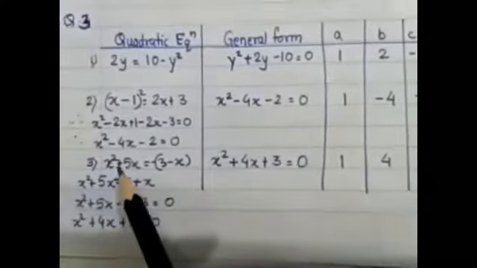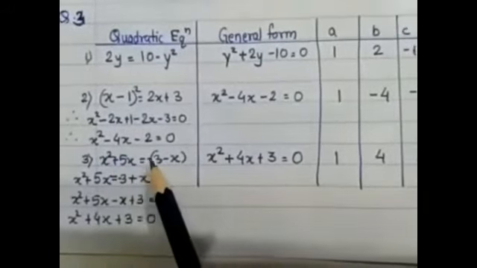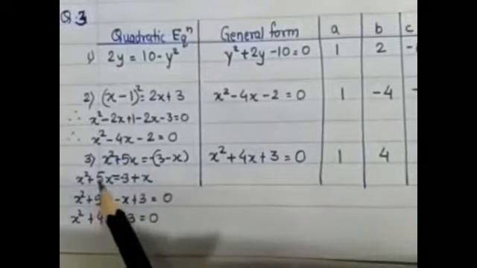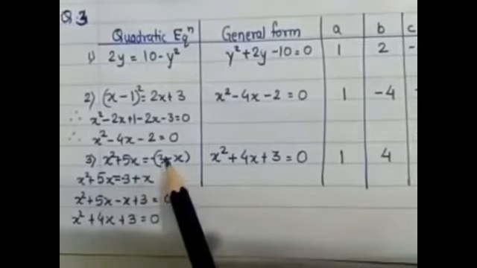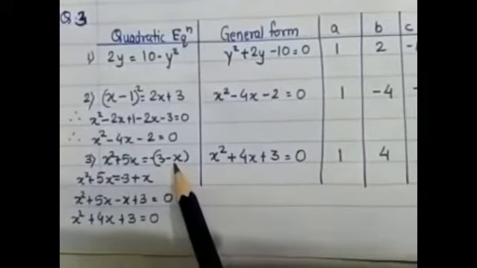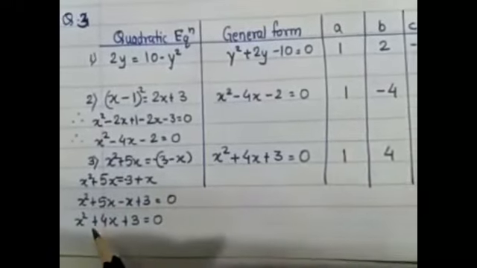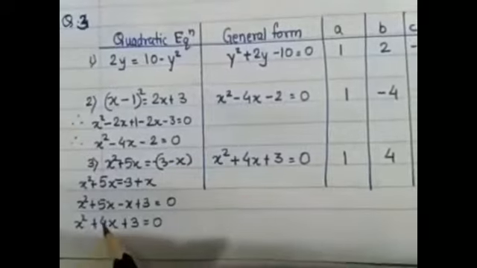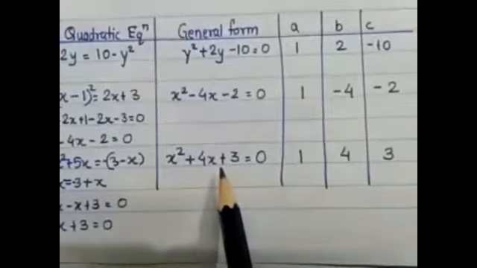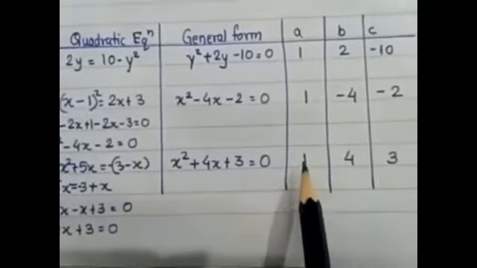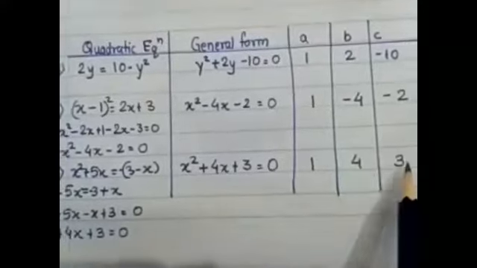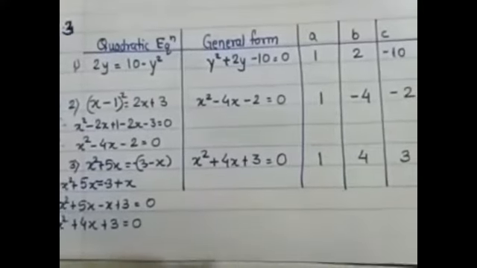The next one is x square plus 5x is equal to minus (3 minus x). So solve it. x square plus 5x we keep, and we open the bracket. So it becomes minus 3, and this minus x becomes plus x. By solving this, you get the equation x square plus 4x plus 3 is equal to 0. So according to the quadratic equation form, we get a is equal to 1, b is equal to 4 and c is equal to 3. Like this, you have to solve the remaining questions.